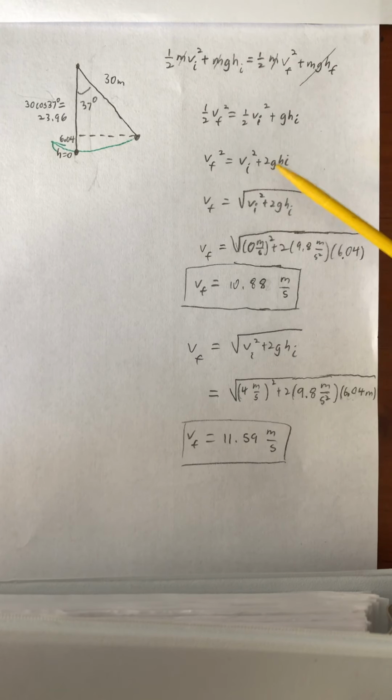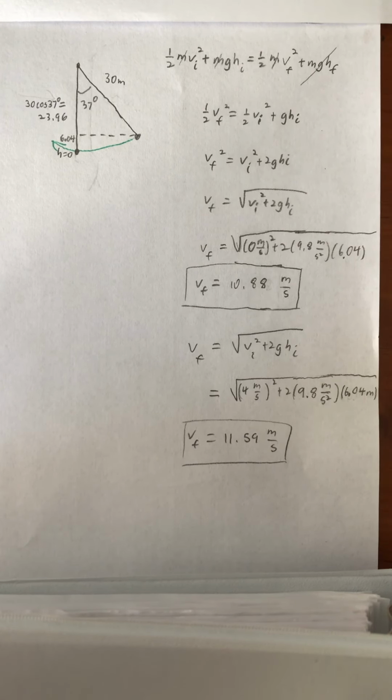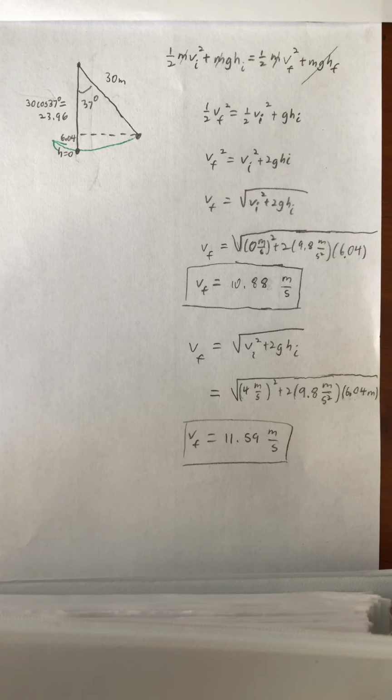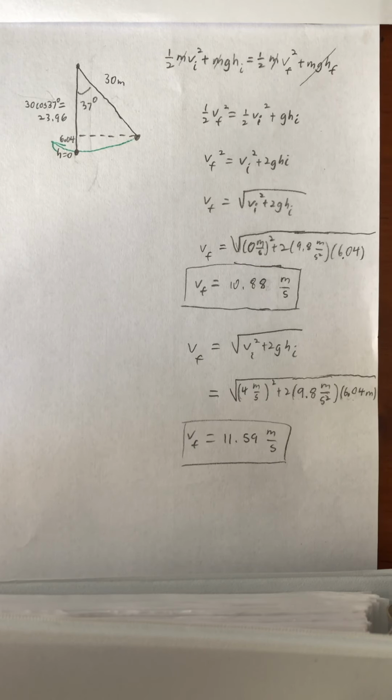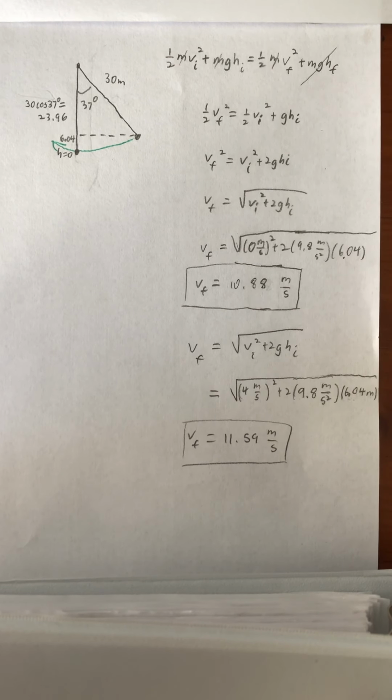So now we want to solve for the final velocity in terms of all the other variables, and we get that it's the square root of initial velocity squared plus 2 times gravity times the initial height. So plugging in the values that we know, the question tells us that the initial velocity is 0 meters per second, and we solved that the initial height is 6.04 meters. So plugging that in, we get 10.88 meters per second. So that's the answer for part A.